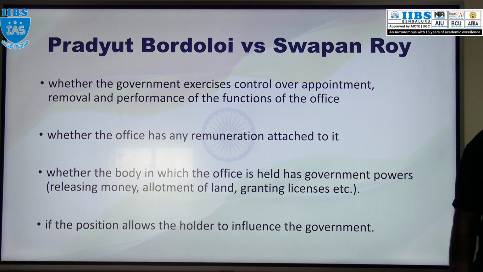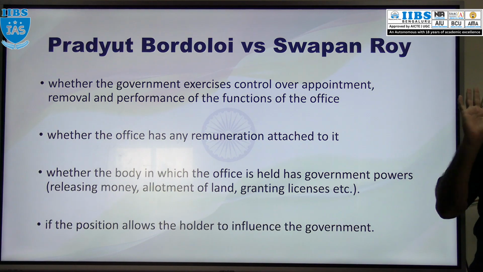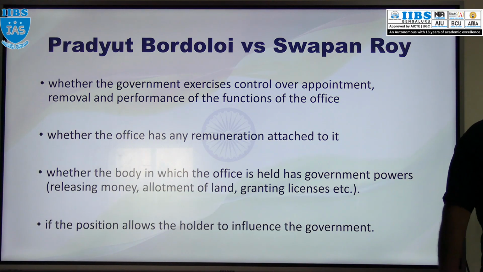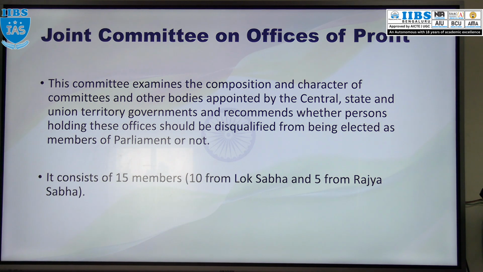And in the Jaya Bachchan case also the Supreme Court ruled that any government office in which the person is not receiving salary or remuneration, but that office is under the control of the government, also comes under office of profit. So any MP, not only MP, MLA or MLC also, who is holding an office of profit shall be disqualified. Now who will decide the disqualification? This committee, the Joint Committee on Office of Profit. Understood? Regarding Office of Profit and Committee.